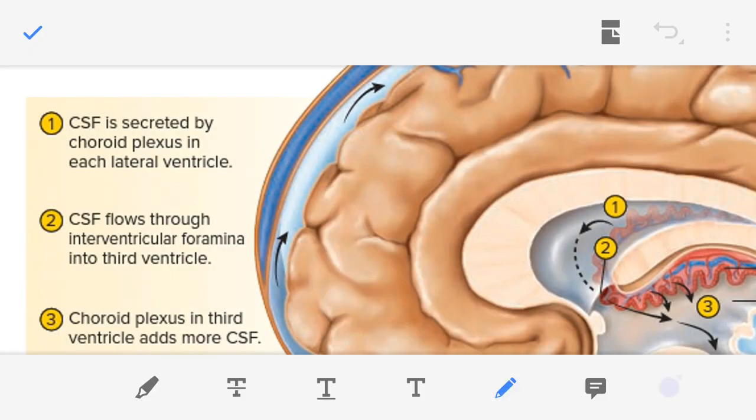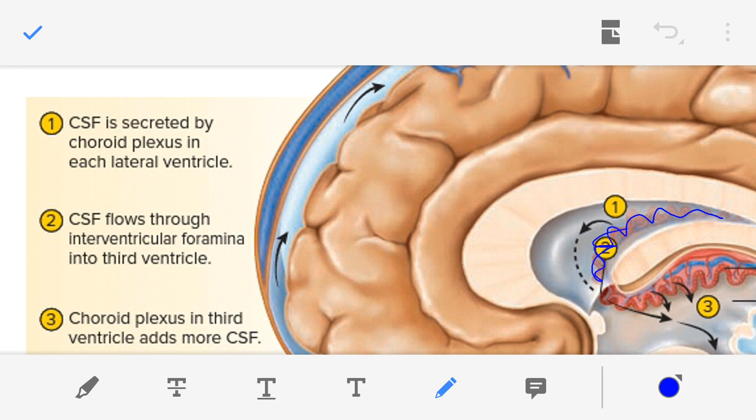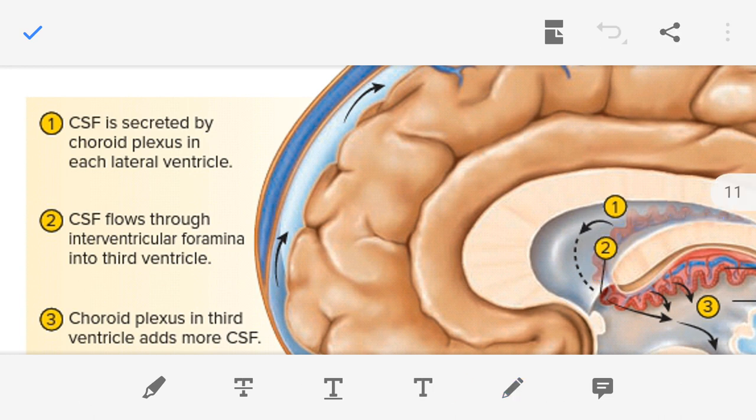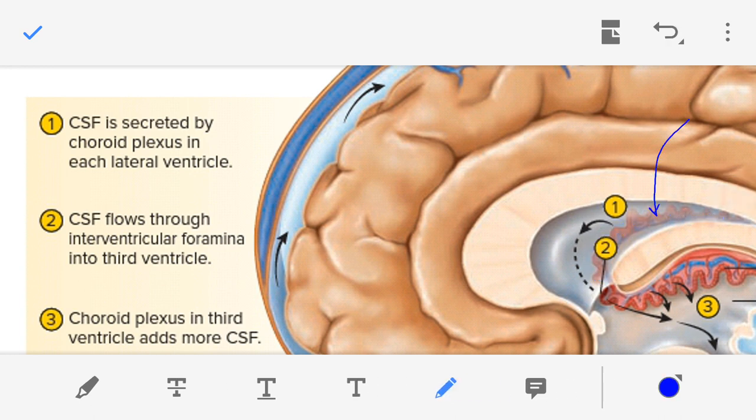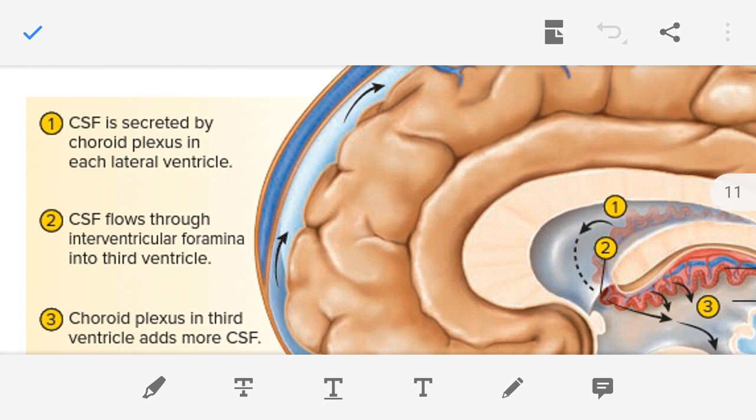See this one, this red in color, this part. What is this? This is the choroid plexus, which is present in each lateral ventricle, and this choroid plexus is secreting CSF. So with this arrow, as you can see, from the choroid plexus, CSF is entering into the lateral ventricle.